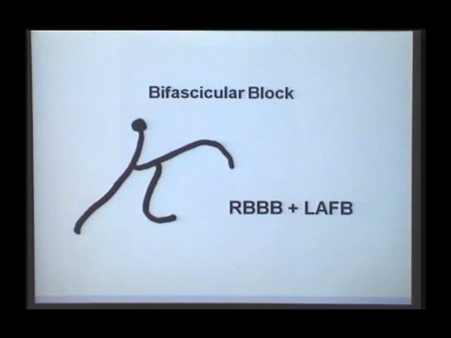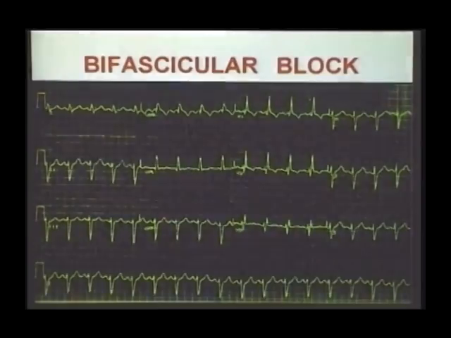So the bifascicular block is a block in the right bundle, most commonly with a block in the left anterior fascicle. So only the intact left posterior fascicle will be conducting the impulses. So when it is blocked, you will have complete heart block.